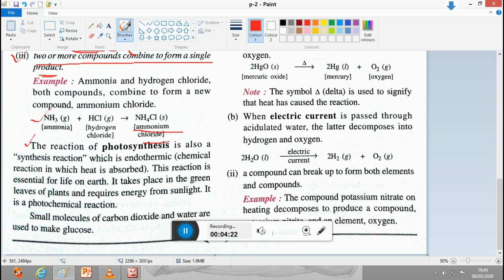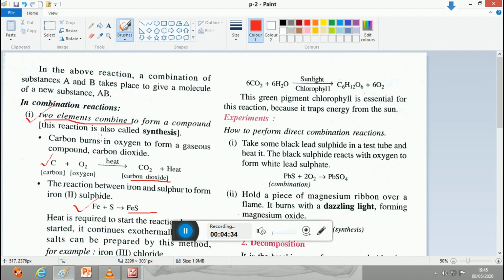You have learned that photosynthesis is also a synthesis reaction. It is endothermic, meaning heat is absorbed, and it is essential for our life. It is also a combination reaction. In this case, carbon dioxide reacts with water in the presence of sunlight and chlorophyll. It forms glucose, C6H12O6, which is the formula of glucose, and oxygen molecules.